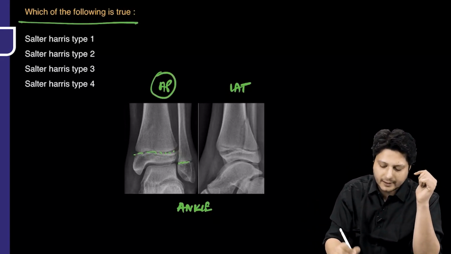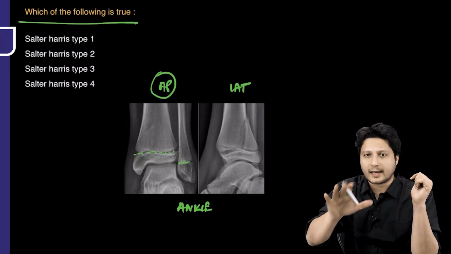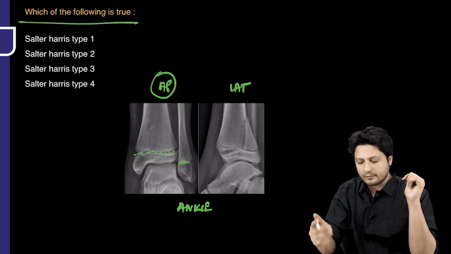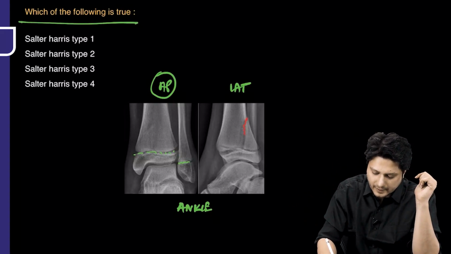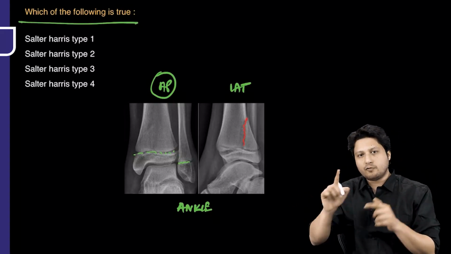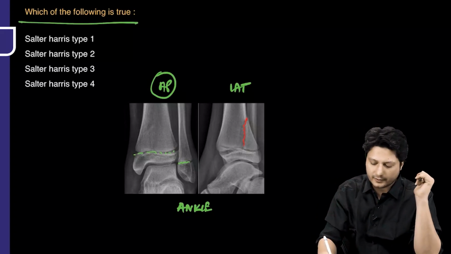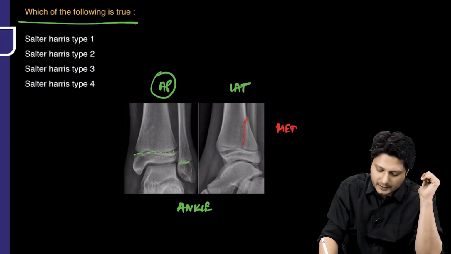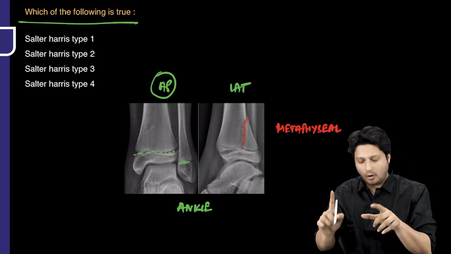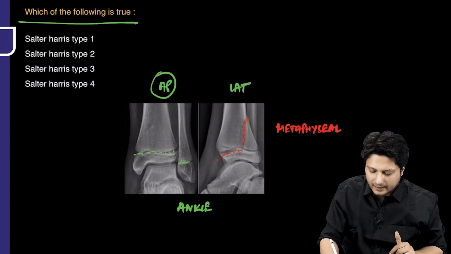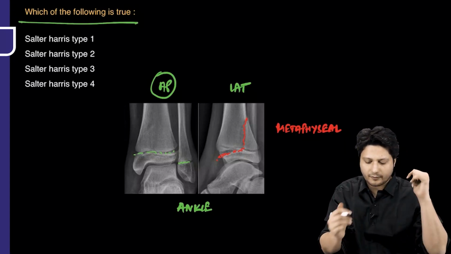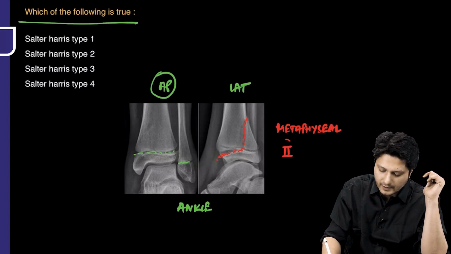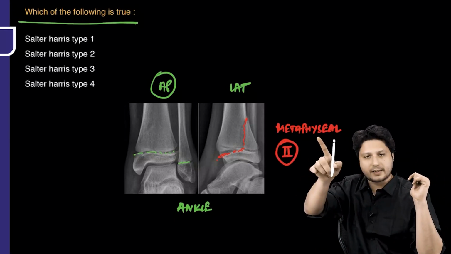And if we concentrate on the AP view, there is no fracture line visible. But if you look at the lateral view, there is a clear-cut fracture line visible. This is the fracture line. Now, is this fracture line involving the epiphysis or the metaphysis? It is involving the metaphysis. That means there is a breakdown of the growth plate along with the metaphysis. Is it type 1, type 2 or type 3 injury? The answer is type 2 injury, where there is a growth plate injury involving the metaphysis.